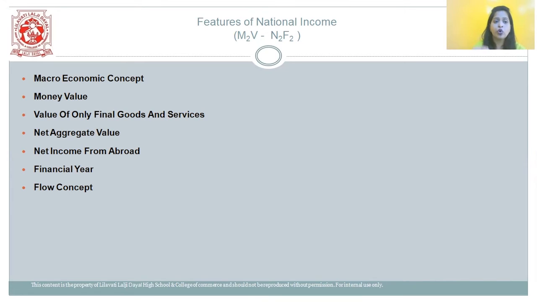So herein we have the code word M2. M2 stands for macroeconomic concept, money value. V stands for value of only final goods and services. N2 stands for net aggregate value, net income from abroad. F2 stands for financial year and flow concept.